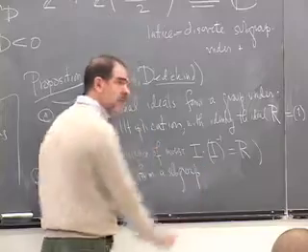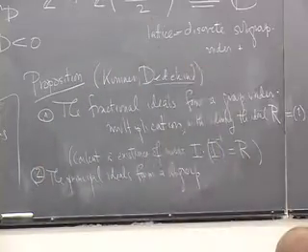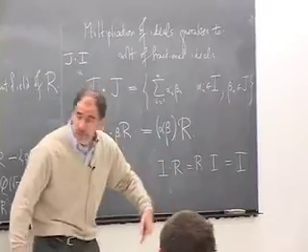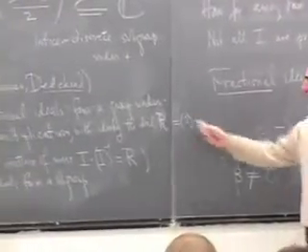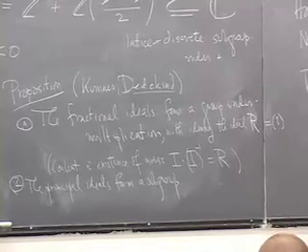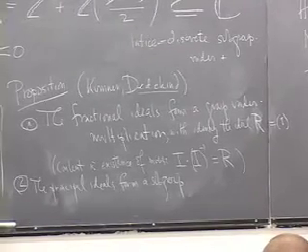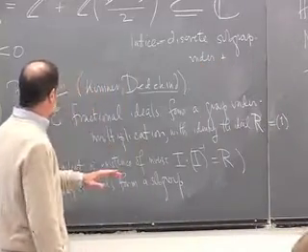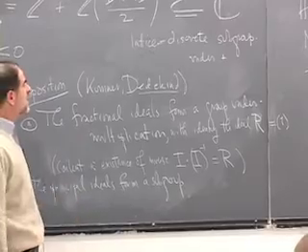Well, that's clear, right? If you multiply two principal ideals, you get another principal ideal. The identity is a principal ideal generated by 1. And the inverse of a principal ideal is a principal fractional ideal. OK? So the fractional ideals form a group under multiplication. The principal ideals form a subgroup.